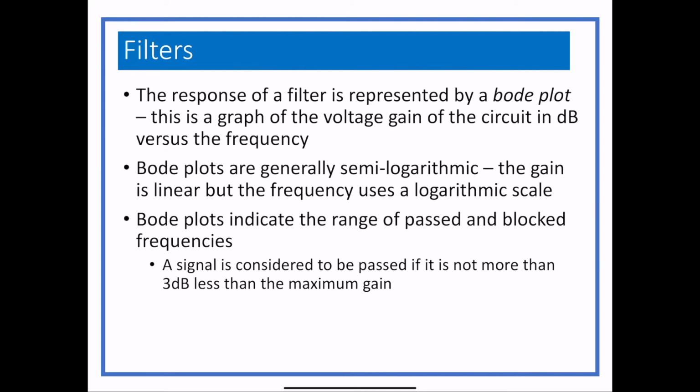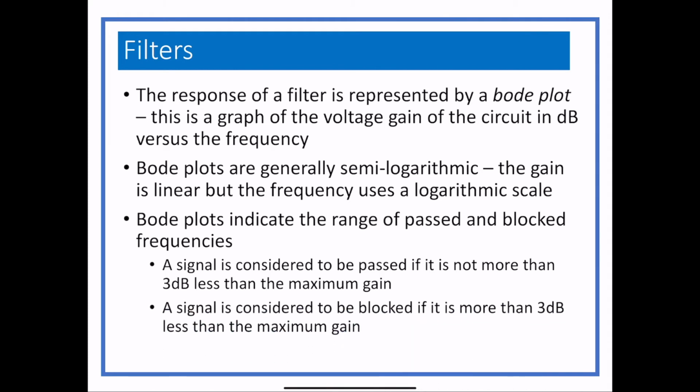So when you did the LTspice lab and you were finding your cursors and going across, trying to measure that point that was 3 dB less than the maximum, that was the cutoff frequency for that particular circuit. So it's passed if it's not more than 3 dB less than the maximum, and it's blocked if it is more than 3 dB less than the maximum.